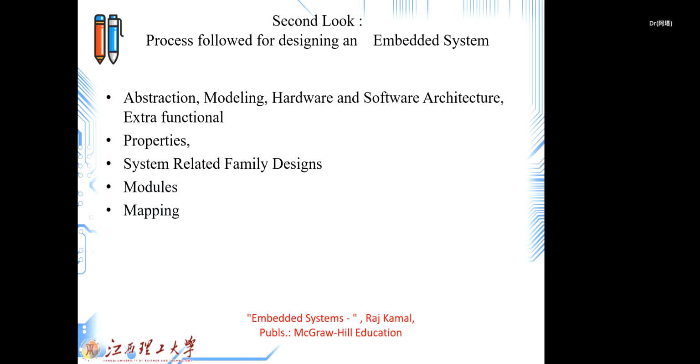This step that I tell you is from one reference. I found some nice points in Raj Kamal's embedded system book, from which we can also review. The process followed for designing an embedded system can be like this: abstraction, modeling, hardware and software architecture, extra functional properties, system related family design, modular design, and mapping.